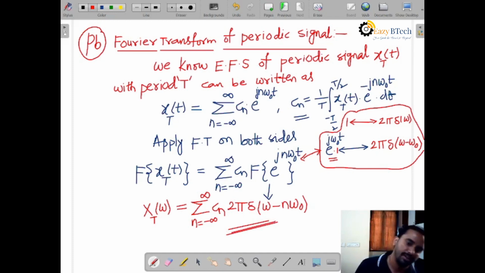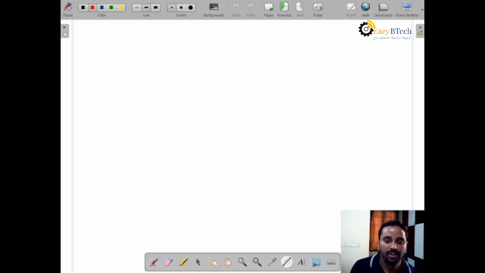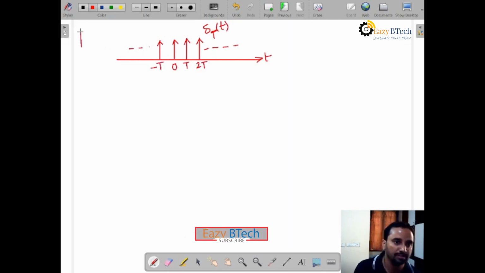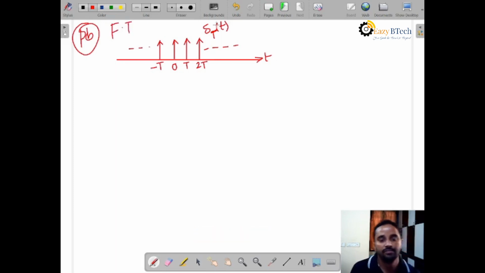Very simple. Let's go to a problem on this. Find the Fourier transform of an impulse train. So we have a series of impulses, repeating up to infinity and up to minus infinity. This signal I am representing as del T of t. We have impulses at 0, at T, at 2T, at minus T, and so on. So this is a periodic signal and we want its Fourier transform. Very, very important: Fourier transform of an impulse train.